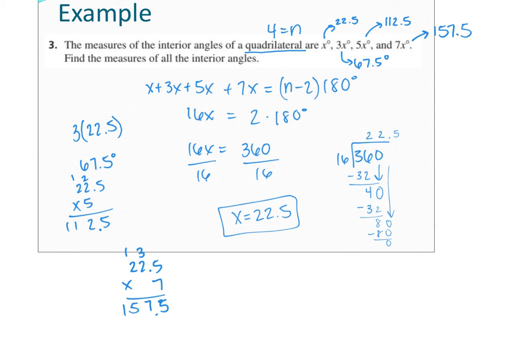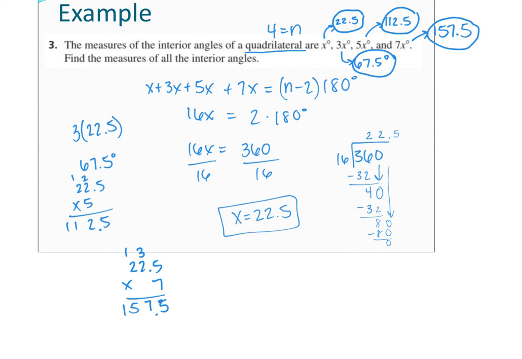Okay, so anytime it's asking for the interior angles of a certain sided figure, use the formula n minus 2 times 180. Because you need to find all of the angles added together inside that figure. So the measures of all the interior angles are 22.5 degrees, 67.5 degrees, 112.5 degrees, and 157.5 degrees.